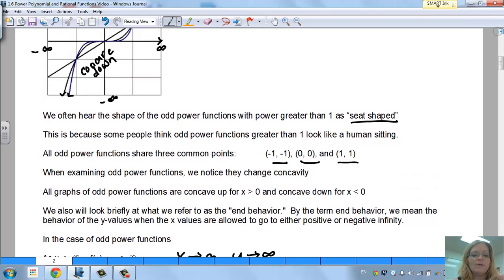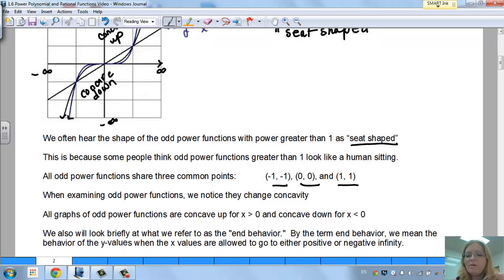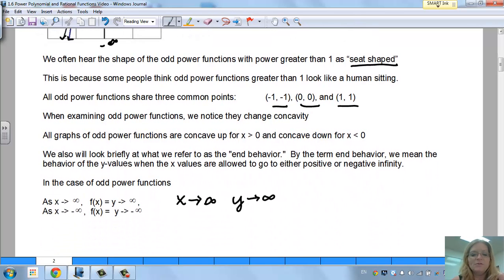So let's look up here. As x approaches infinity, see how my y's are going to infinity? We're describing it, and remember, math people like to have symbols, so this arrow means approaching the direction you're going. Again, as x approaches negative infinity, as we go to the left, our y is approaching negative infinity also. Okay? That's how we say that.